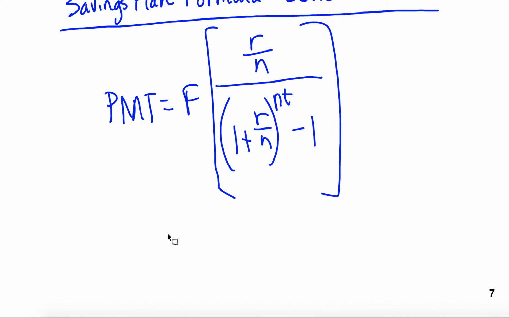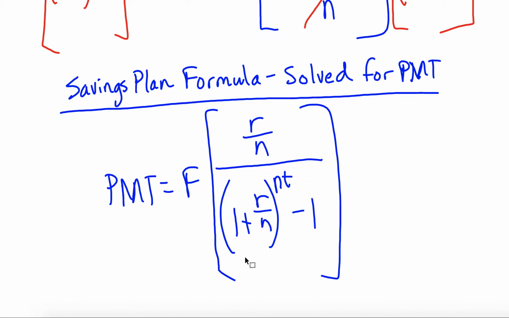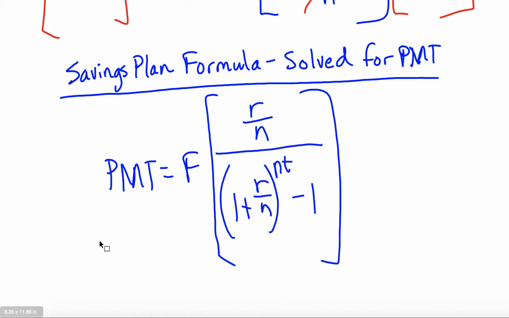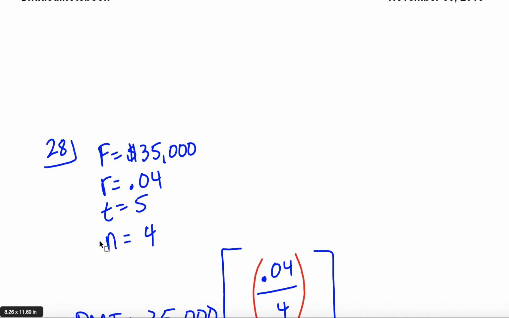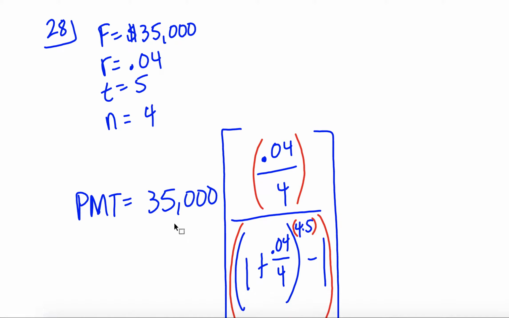So again, once I see the word I want to find payment, I go grab this formula. It would be helpful to have all the formulas in one place, so you can just look through and say, oh, I want payment. That's the formula I want to use. So when you do that, you put the $35,000 in.